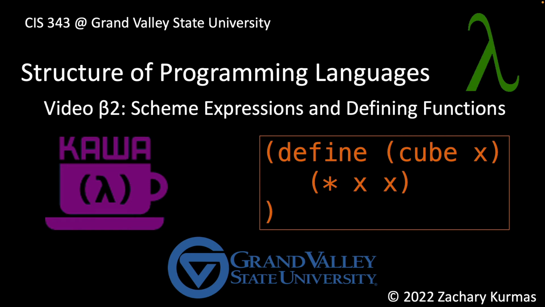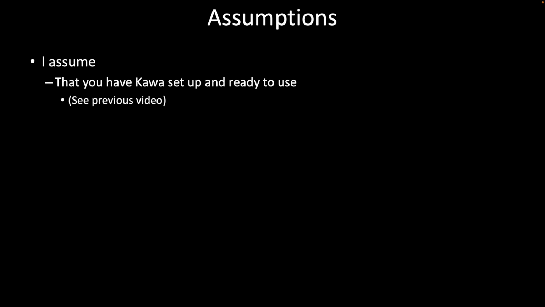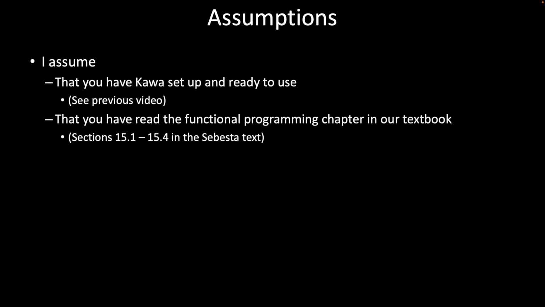This is the second video supplement for CIS 343, Grand Valley State University's Programming Languages course. This video demonstrates the basics of Kawa Scheme expressions and defining functions. For this video, I'm going to assume that, first, you have Kawa set up and ready to use somewhere, for example, on EOS or on your own machine. Remember, this was covered in the previous video. Also, I'm going to assume that you've read the relevant sections in our textbook.